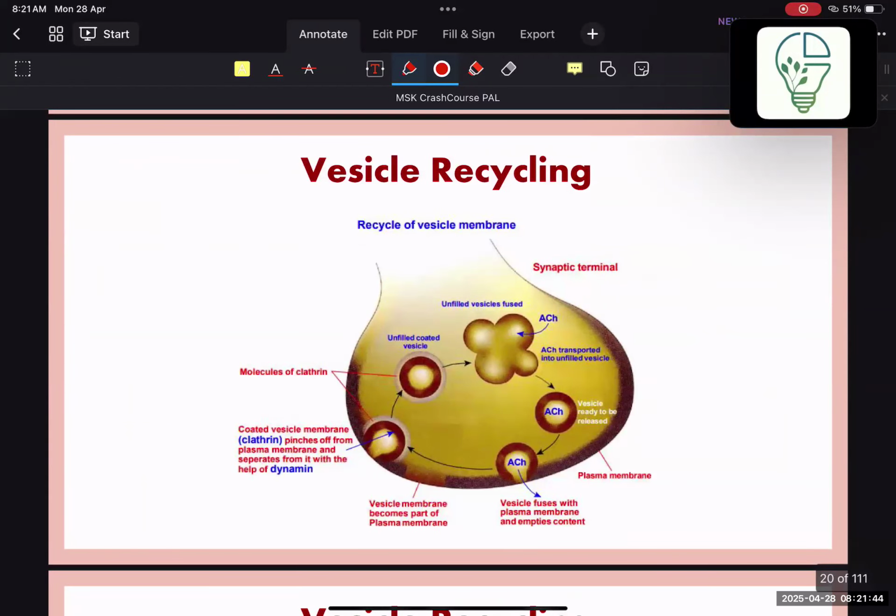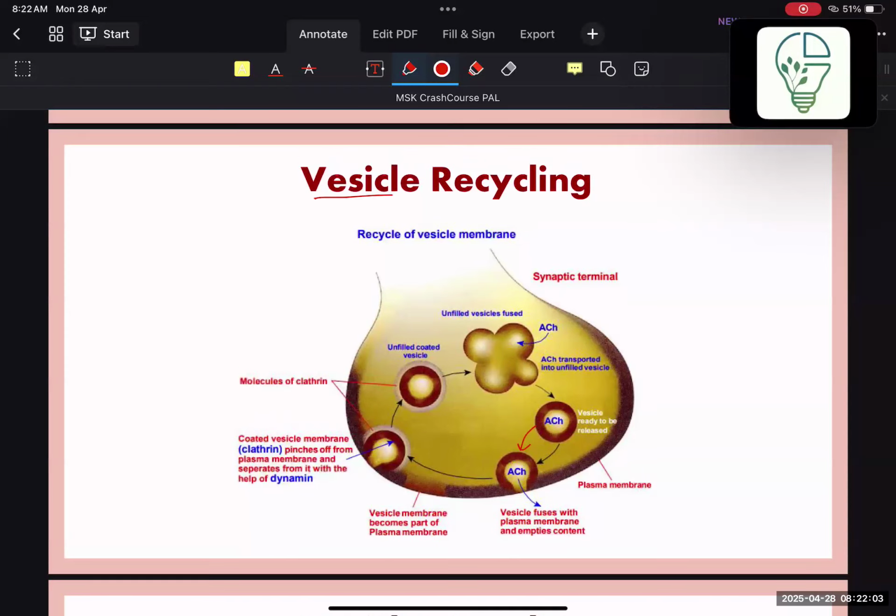Now we'll be moving on to vesicle recycling, because if you're imagining it, if we keep fusing vesicles with the membrane so that we're releasing the ACh, eventually you're going to end up with a really, really long presynaptic membrane because you just keep adding vesicles to it. So your body has to regulate and it has to recycle those vesicles. How does it do that? It needs a molecule called clathrin. And this clathrin molecule has three important subunits that help facilitate this process.